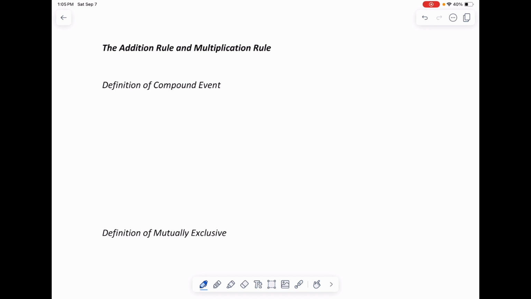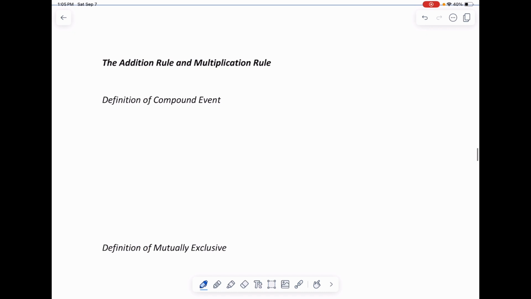And so talking specifically about situations where we have multiple events that we either want all of the events to occur or we want at least one of the events to occur. And how do we calculate and find those probabilities without necessarily having to make a probability model and do all of that work? So first of all, let's define what a compound event is. A compound event, very simply, is the combination of two or more events.